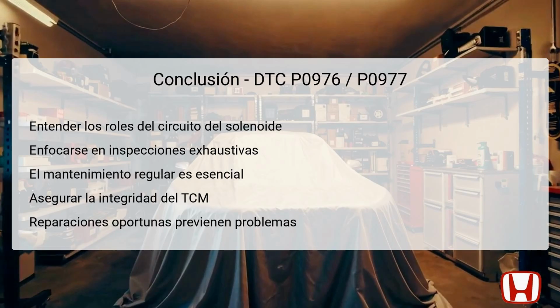In conclusion, understanding the role of the shift solenoid valve B and its circuit is paramount for diagnosing DTCs P0976 and P0977. The troubleshooting process emphasizes thorough inspections of all related components, including wiring, connectors, and the TCM itself to diagnose issues accurately. Regular preventative maintenance practices form the backbone of healthy vehicle operation, ensuring that the transmission continues to function effectively for years to come.